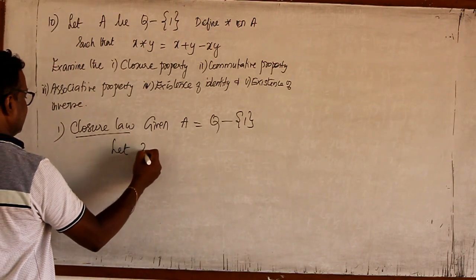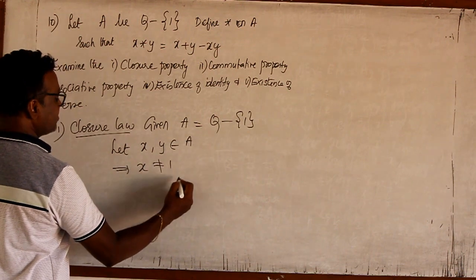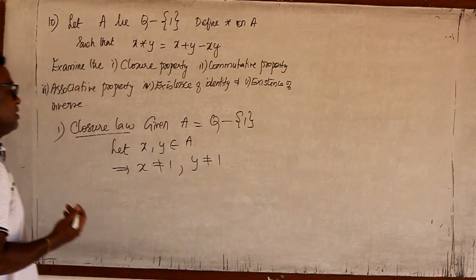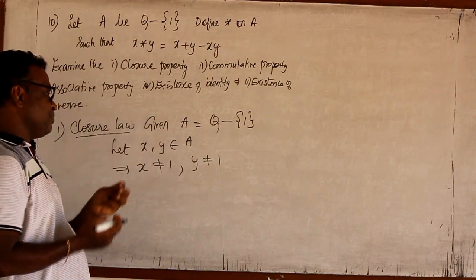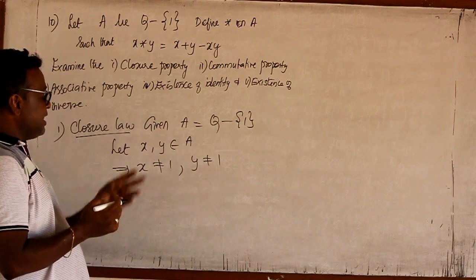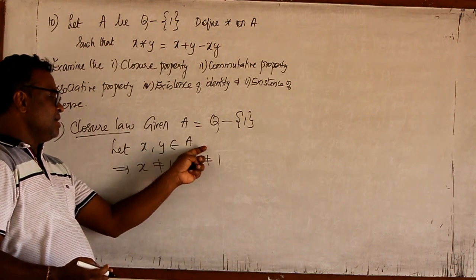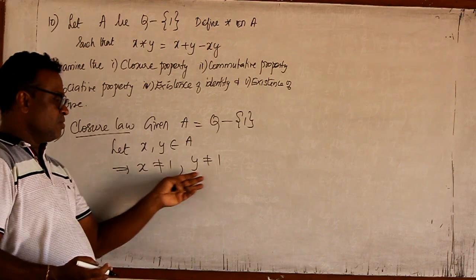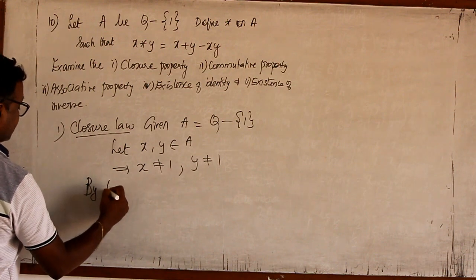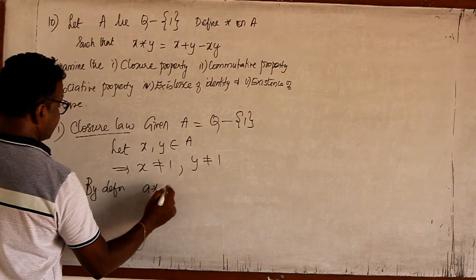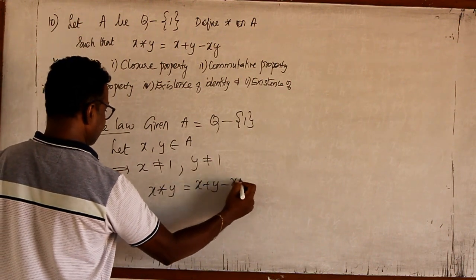So if I take x comma y belongs to A, this implies x is not equal to 1, y is not equal to 1. Understand? I am considering all the rational numbers except 1 and calling that set A. So if I take any elements in A, definitely it won't be 1. So x is not equal to 1, y is not equal to 1. By definition, what is given? x star y is equal to x plus y minus xy.